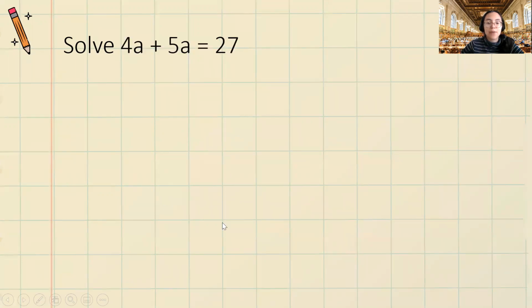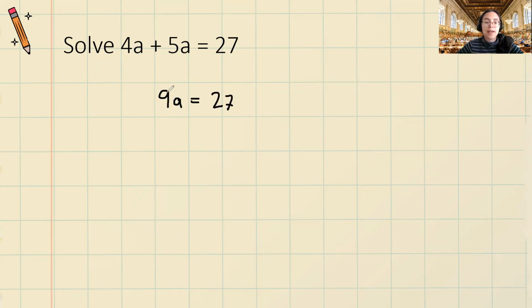Here I have 4a plus 5a is equal to 27. So what I'm going to do is combine like terms. So 4a plus 5a is going to give me 9a. And I can bring down my equal sign and 27, which is what I have on the right hand side.